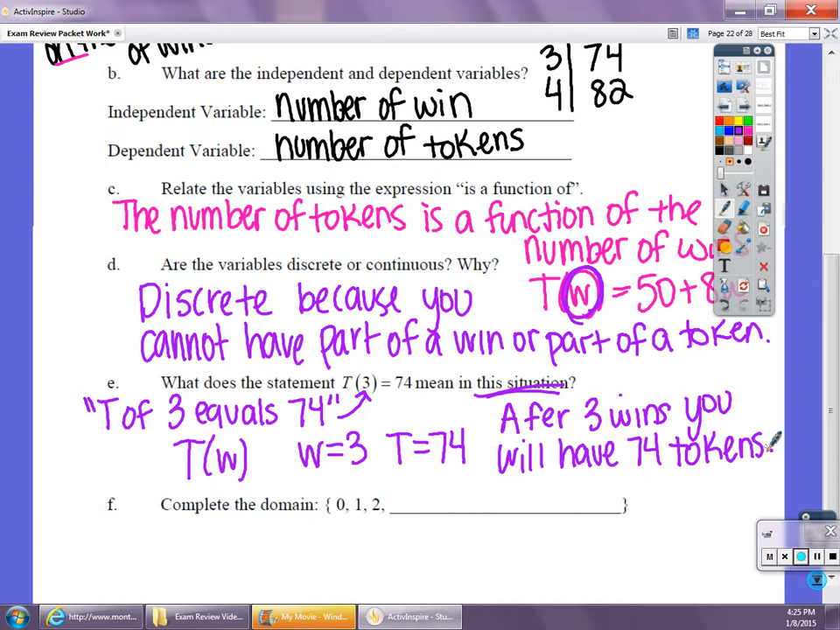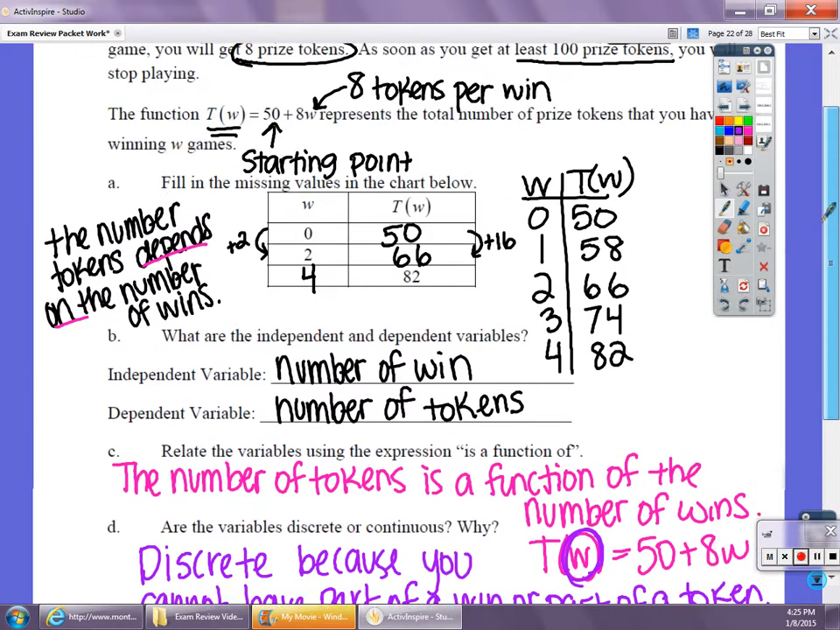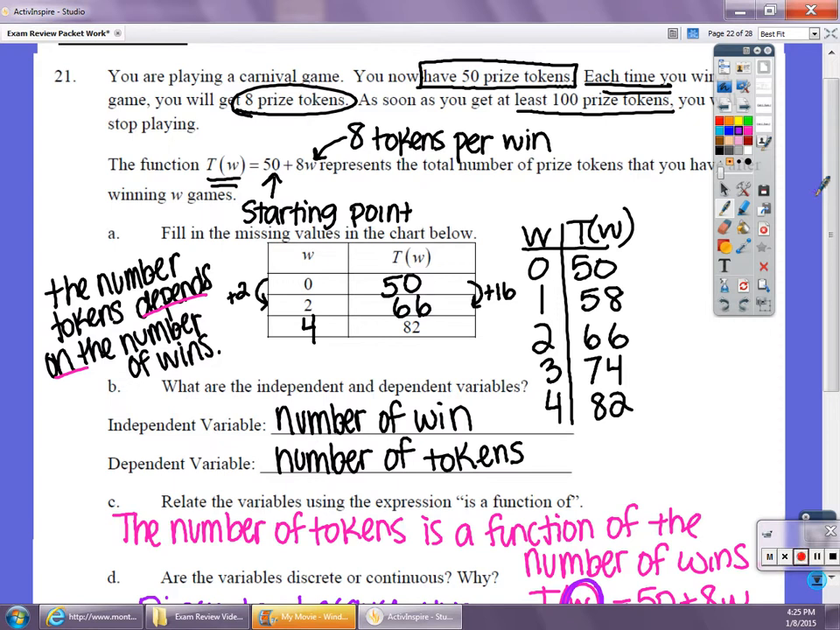Okay. Complete the domain. The domain value is going to be the number of wins. It's our independent value. And remember, going back up to our question, as soon as you get at least 100 prize tokens, you will stop. So let's see how many wins it takes to get there. I'm going to finish my table here. I'm going to keep going.